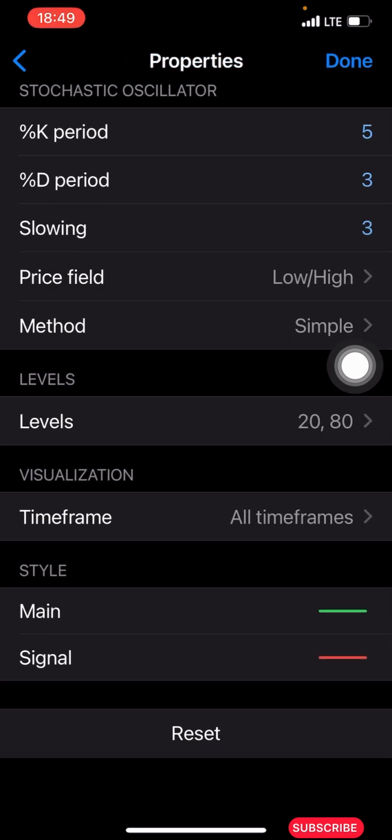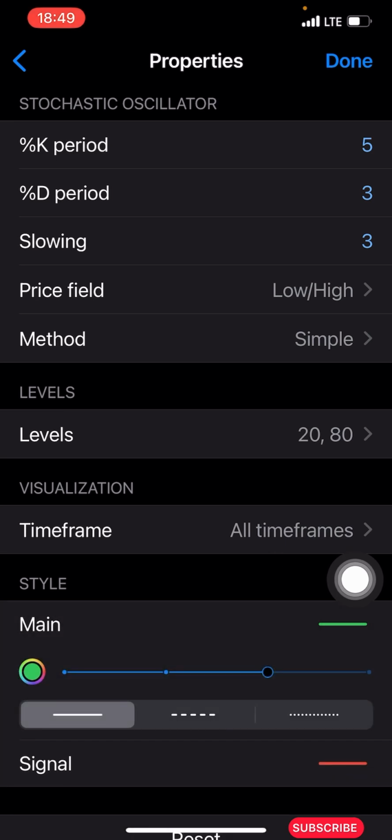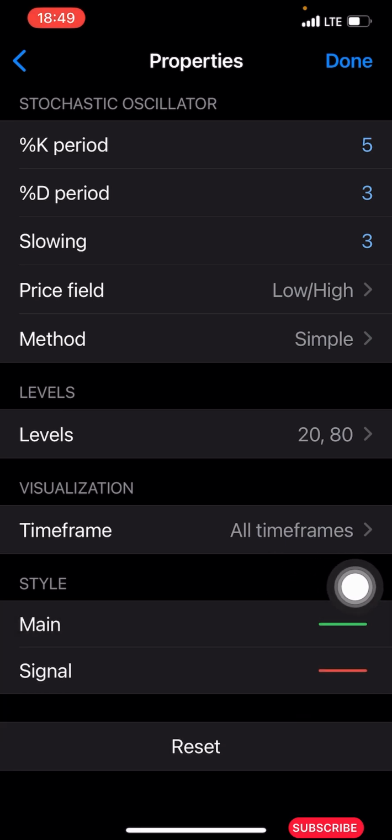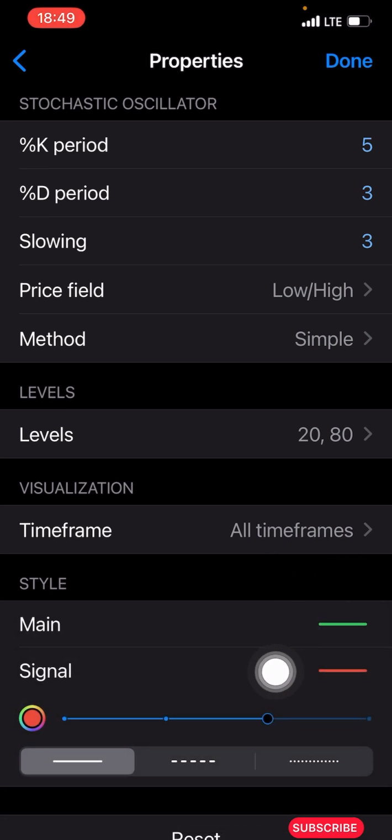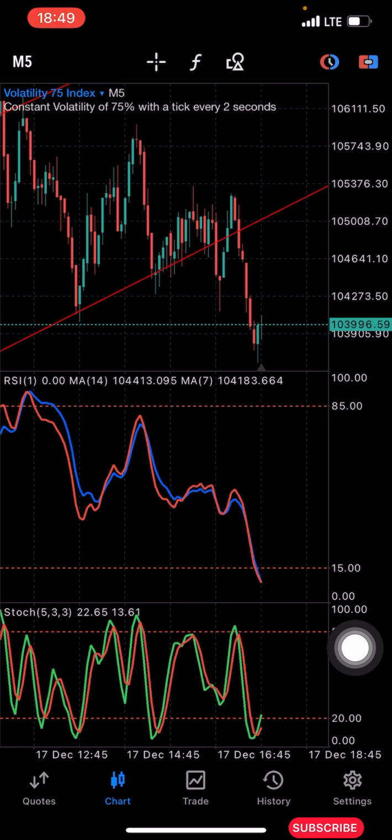Now the time frame is all time frames. Under the style here, you make the main color green, and the signal you make color red, 3 pixel for both of them. And after that you click on done. Now you are going to have a setting like this once you have done everything I have just instructed you. After that, the next thing now is to explain how the strategy works.